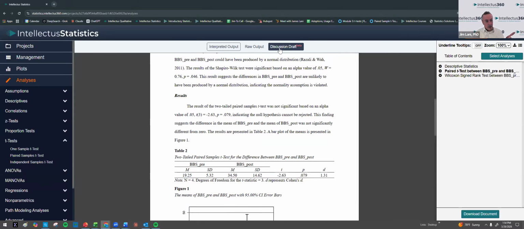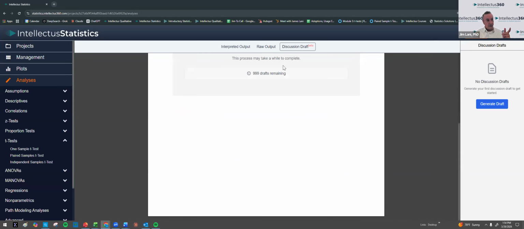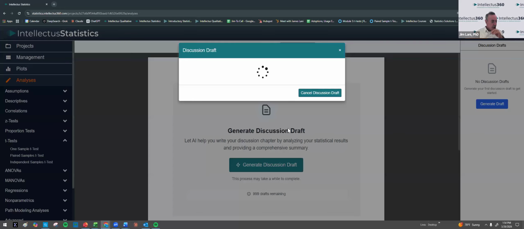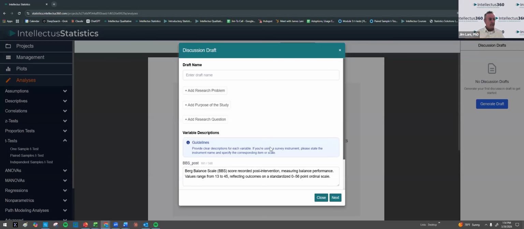Importantly, you want to go to the discussion draft. When you run a discussion draft, I'm not going to run the whole thing here because we're running out of time, but you want to put in your name and add the study aim, purpose. This probably should not be here. Oh, research problem, research question, or study aim here. You want to fill those out.